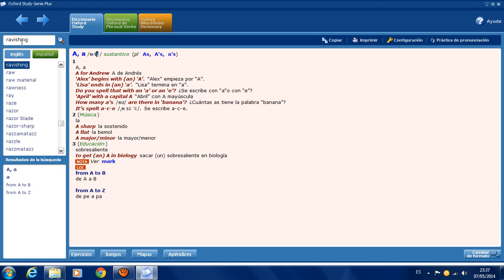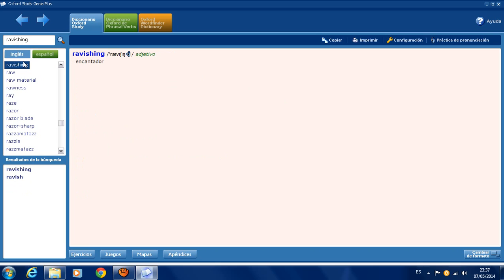R-A-V-I-S-H-I-N-G. Think for a second of what its likely meaning might be. I hope you have thought of it, and let's see if it's actually accurate. Ravishing. Look here, you have what its meaning in Spanish is, and if you click on the word ravishing, you have the pronunciation. As an extra bonus, you have the phonetic transcription here.